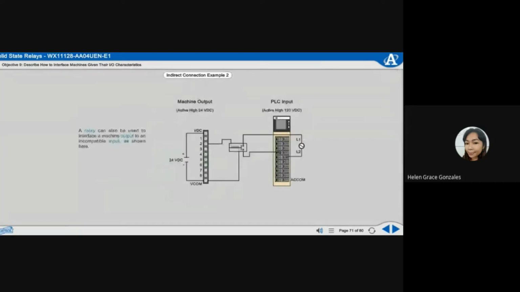A relay can also be used to interface a machine output to an incompatible input as shown here.